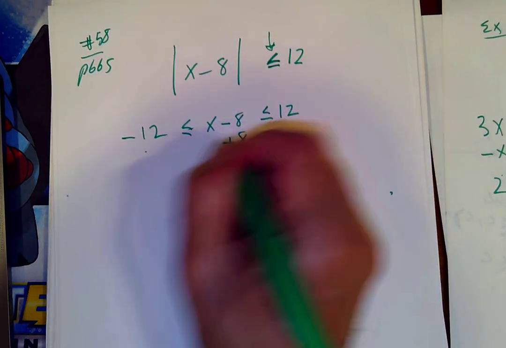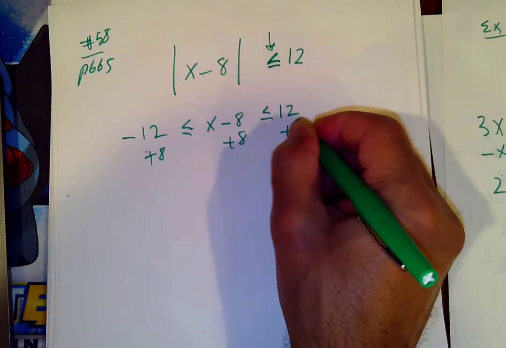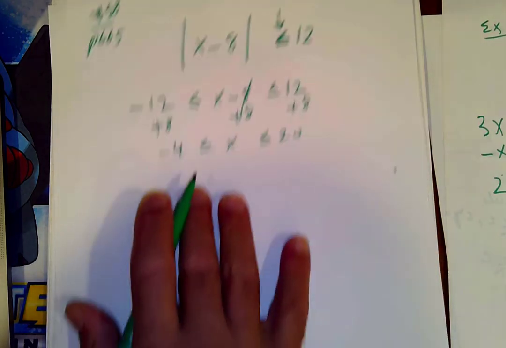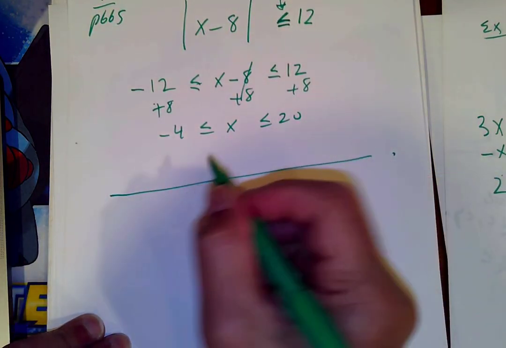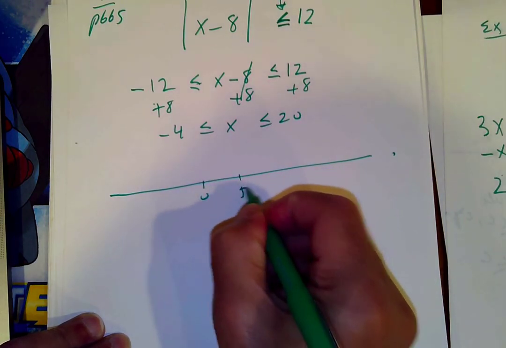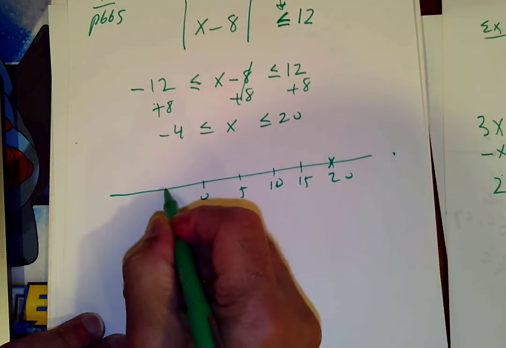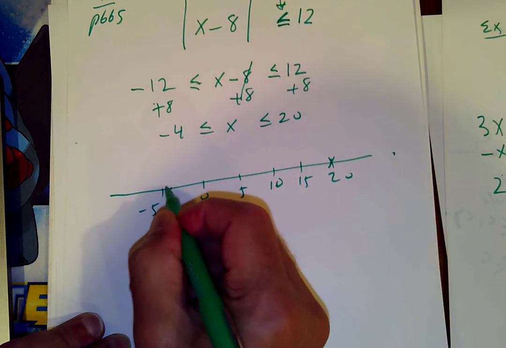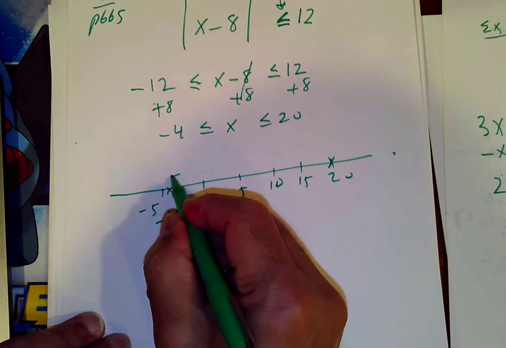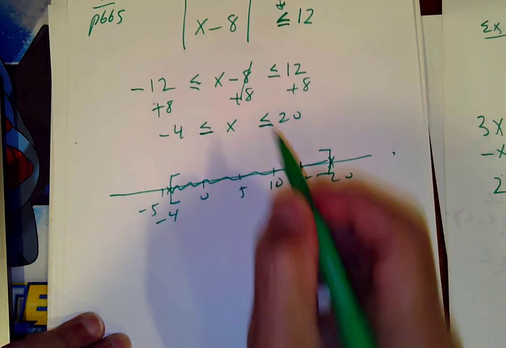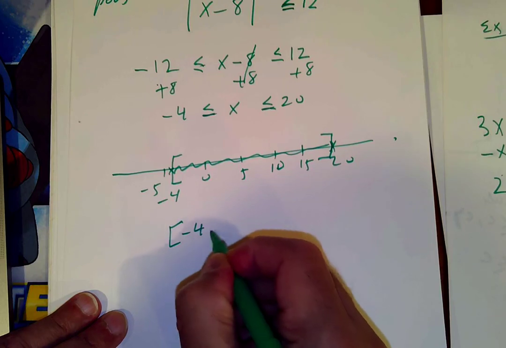So isolate the x by adding the 8. It's negative 4 and 20. And always when it's an inequality, we want to graph and put it in interval notation. So let's do 5, 10, 15, that's 20. And if this is negative 5, so negative 4 is about there. So anything between negative 4 and 20, including them because of the equal sign. And then the interval notation.